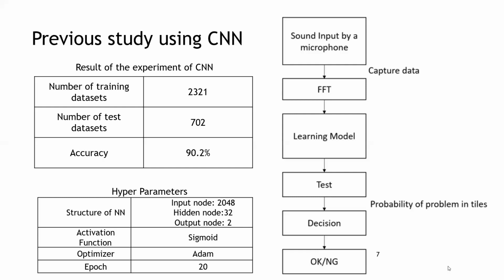The accuracy was 90.2%. This table below explains the hyperparameters for CNN. It has 2048 input nodes, 32 hidden nodes, 2 output nodes. The activation function is sigmoid, the optimizer is Adam, and the number of epochs is 20.